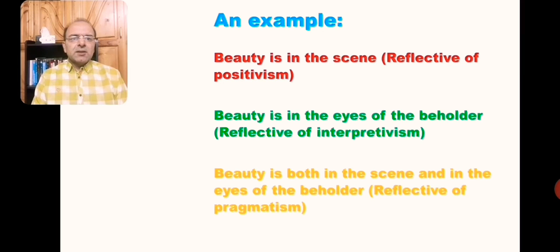And then, beauty is both in the seen and in the eyes of the beholder. And so here the stance is that beauty actually depends both on the seen but also on the way one looks at it. So this is a kind of bringing both of these subjective and objective paradigms into one. And in many cases, this is the modern stance that many researchers use in their social science research.